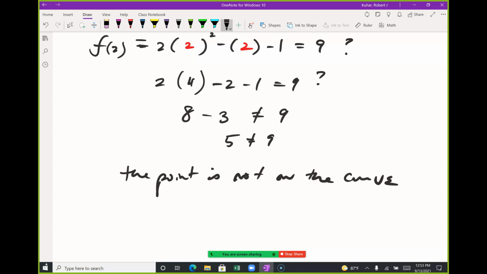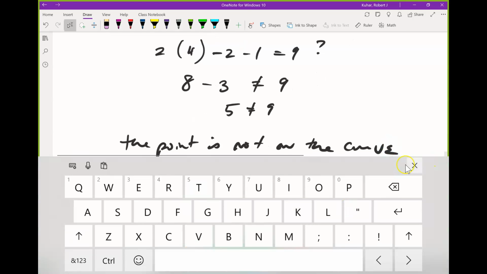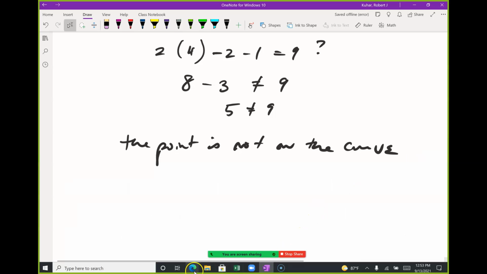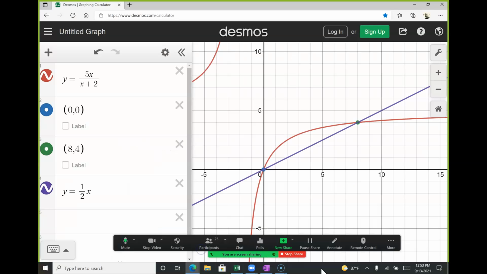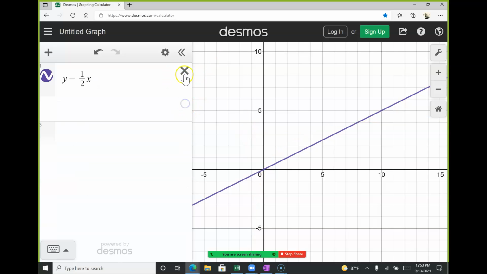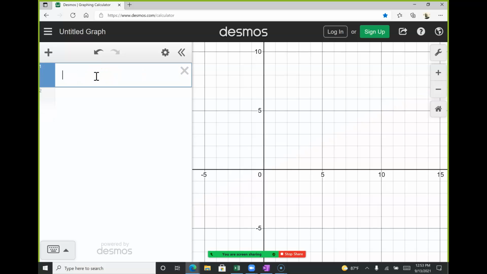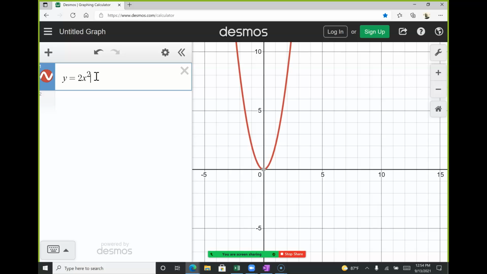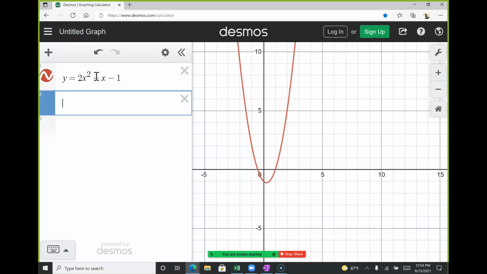It's nice to double check all of this stuff with your calculator. The calculator is very lame compared to Desmos, but I'll do some work here on Desmos with this one. So y equals 2x squared minus x minus 1. And we had a vertex of 1/4 comma negative 9/8.